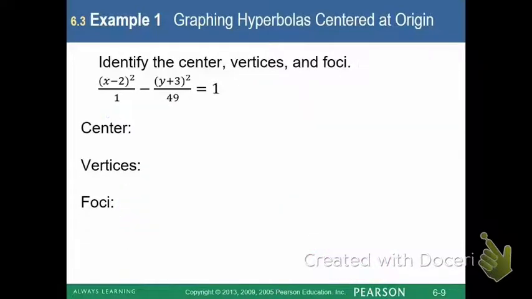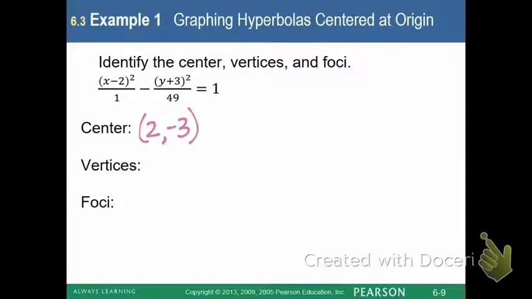Okay, we'll do a couple where the center is not at 0, 0. And notice we don't have to find the asymptotes anymore. That becomes a little tricky when it's not centered at the origin. So to find my center, again, I look at the x's first. I'm subtracting 2. Remember, I switch my sign, so it's a positive 2 there. Then I'm adding 3, so I switch my sign to be at negative 3.